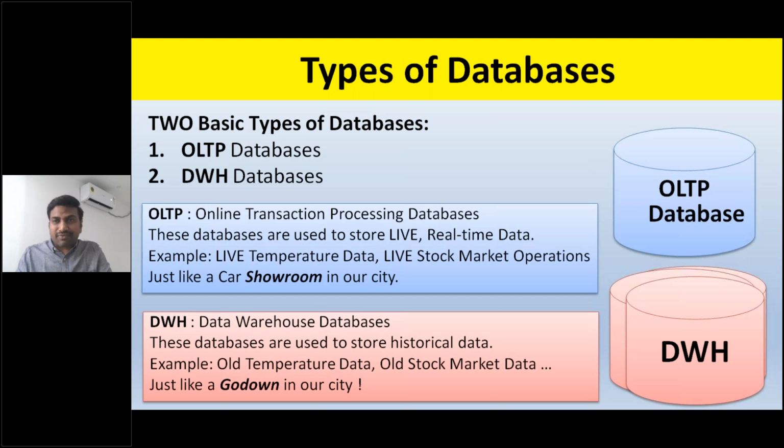Let's stay tuned. Types of databases, two basic types: OLTP and data warehouse. OLTP, live data, online transaction processing data. This OLTP component we are installing tomorrow. And the data warehouse, if required, you will install later based on your job roles and responsibilities, based on the course you select. Yes, these databases will decide our job roles and the course we select.